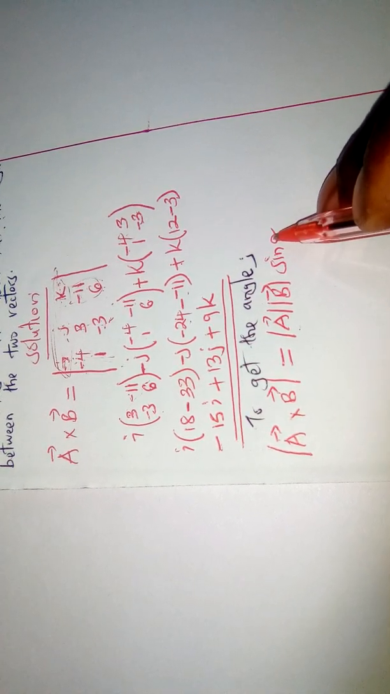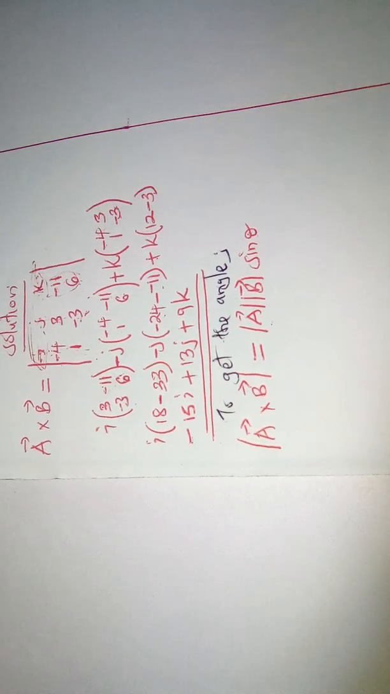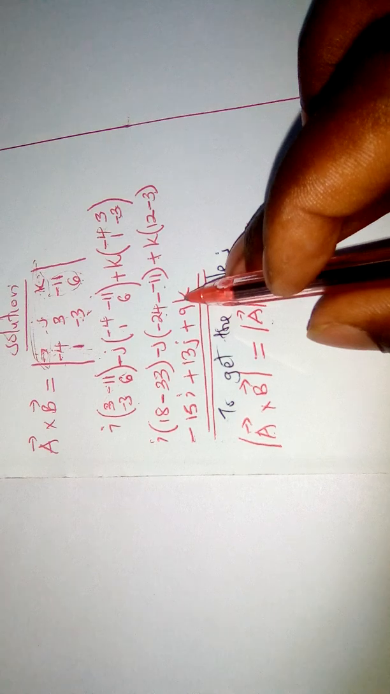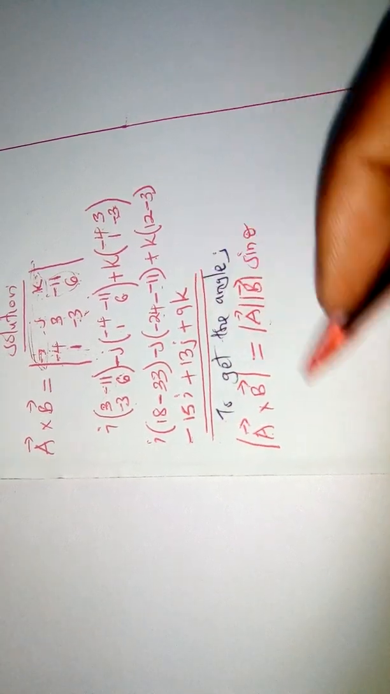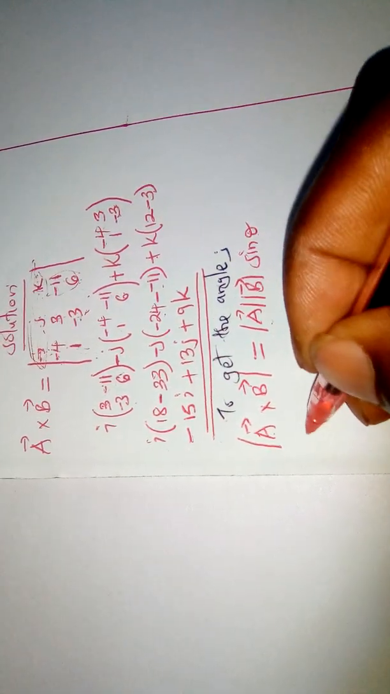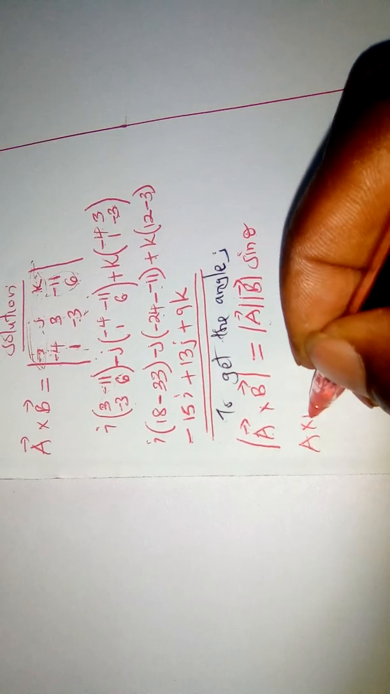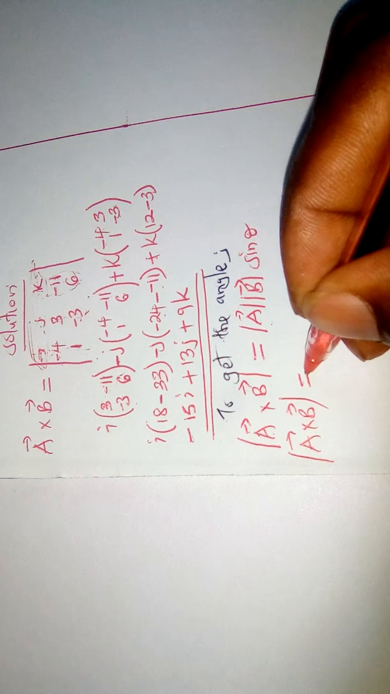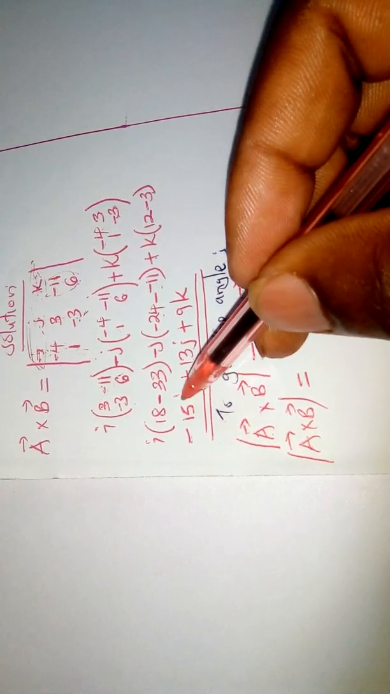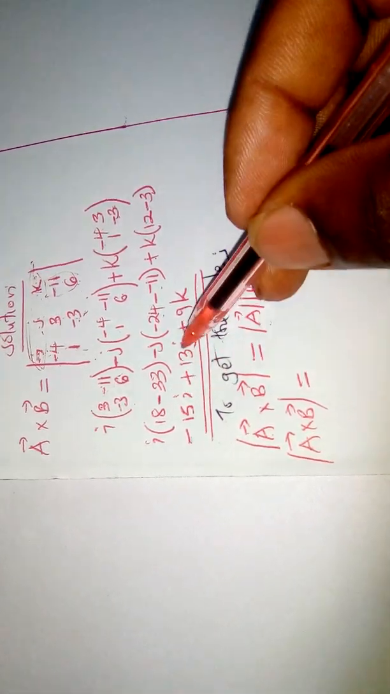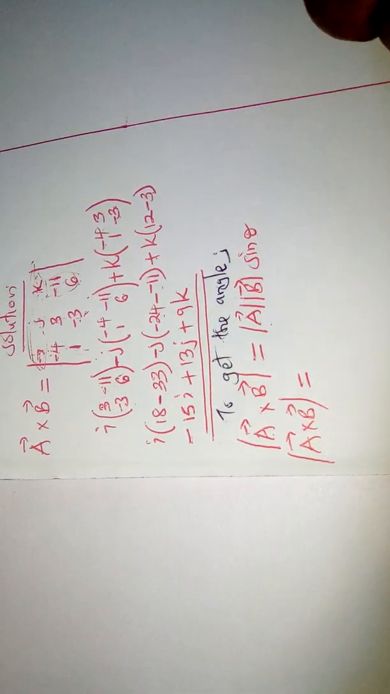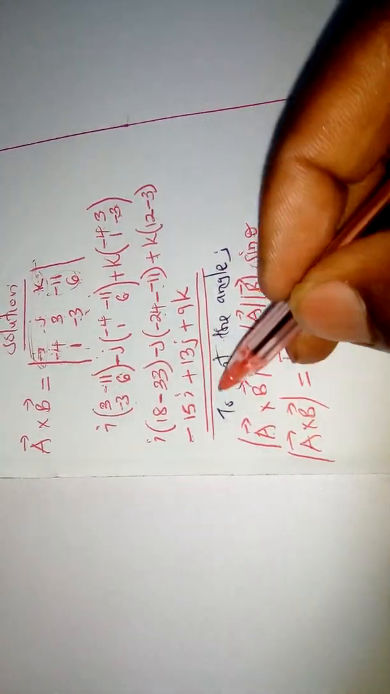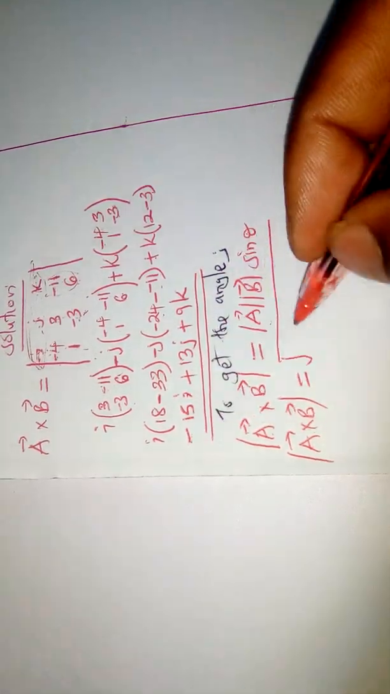That is it. That means I'm just required to get the magnitude of what I've gotten here. So how can I get the magnitude of this? I'll come here and say, to get the magnitude of a cross b, the formula should be, you just get the squares of i, j as well as k. Then you get the square root.